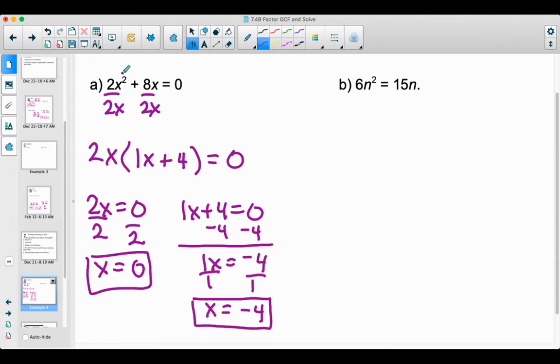The highest power, so this is my highest power, it's a 2. That tells me how many answers I'm going to have. So since I have a power of 2 here, I should end up with 2 answers when I actually solve. Okay, let's take a look at example B.